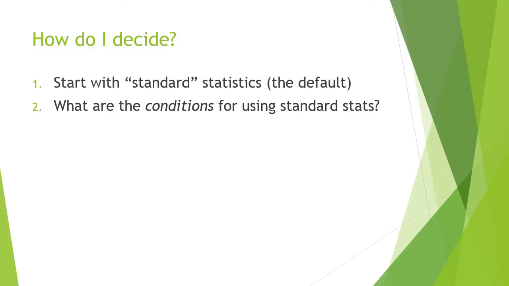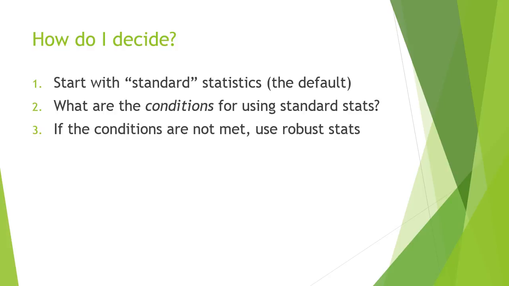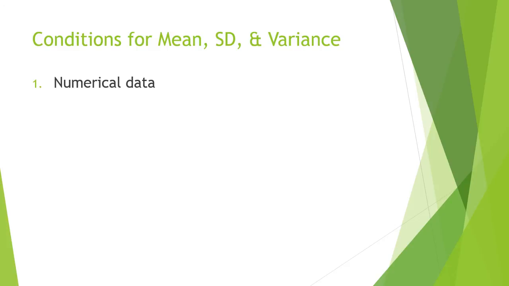Each statistical procedure that we know has some conditions that are required for using it. And so if the conditions are not met for that procedure, then you have to go to something more robust. So the conditions for the mean, the standard deviation, and the variance, because those are our regular non-robust statistics, and that's where we start.